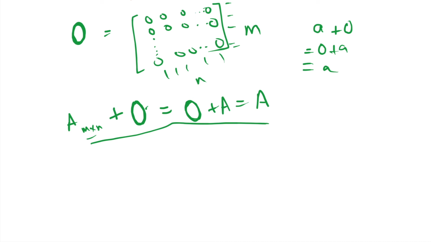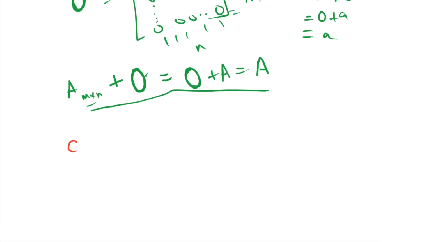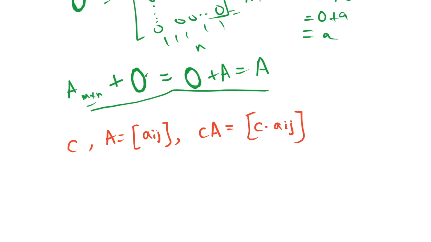All right, so let's finally talk about scalar multiplication of a matrix. Let's say C is a scalar and A is a matrix of the form Aij. Then C times A will also be a matrix with exactly the same size as A, and CA will be equal to C times Aij. Essentially, all this funny looking statement means is that all the elements of A will be multiplied by the scalar.